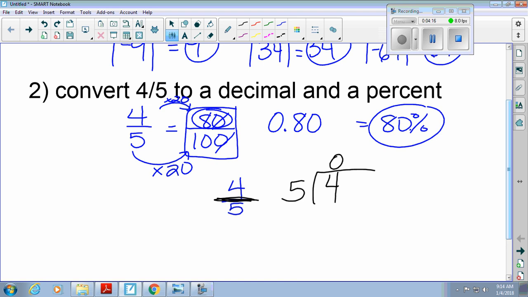So when you were in elementary school, you would have said 0 remainder 4. All right, but you're in 6th grade, so we have to add decimal points and zeros and all that good stuff. So a decimal point and a 0. 5 goes into 40 how many times? 8 times. So that's another way of getting to that.